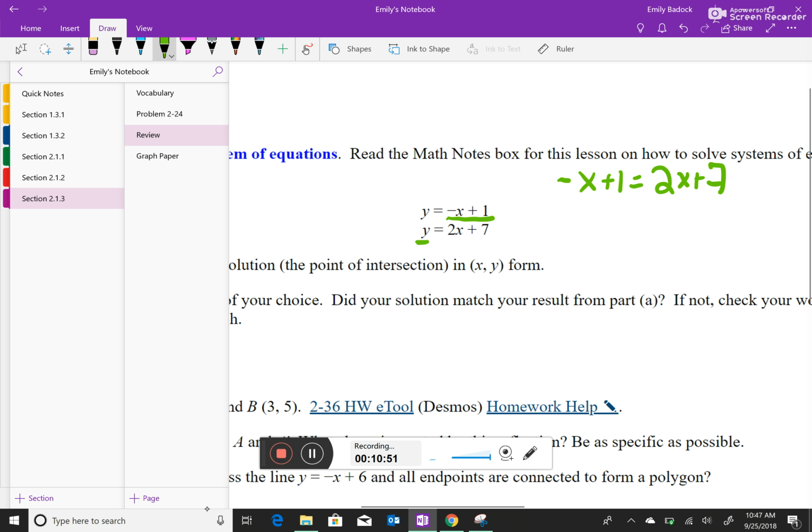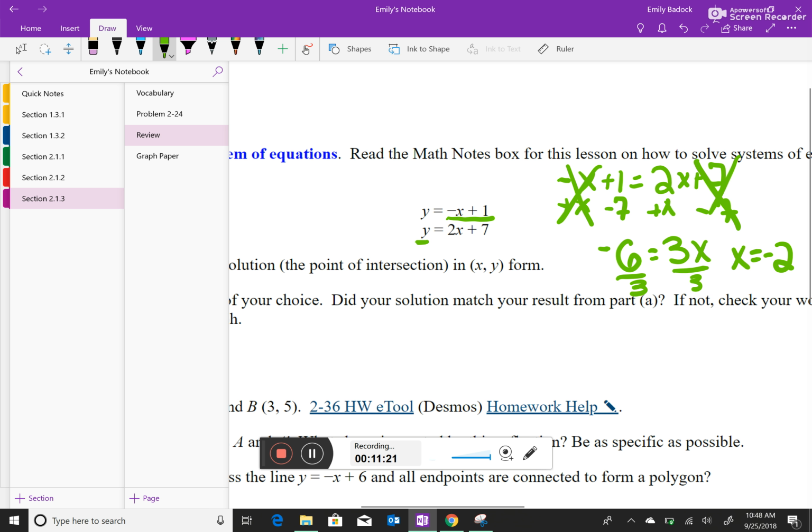So I am going to bring all my x's to one side, and those cancel, and my numbers to the other side. So that cancels. So I am left with -6 equals 3x. So I'm going to divide by 3, and my x is going to get me -2. So that one checks out.